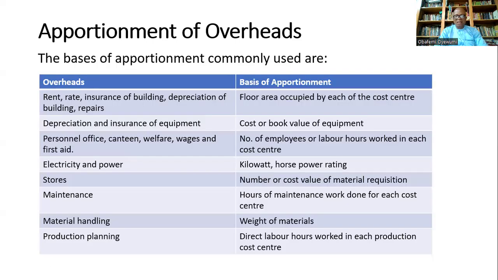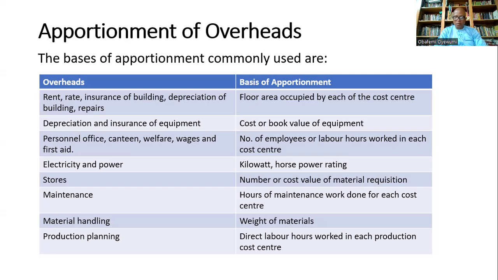There are some basic bases of apportionment that have been used over time, and some of them are listed here. We have the different overheads on the left side, and the basis of apportionment on the right side. We have rent, rates, insurance, anything that has to do with the building. Of course, you use the floor area, that is, the square meters used by each cost center. That's the base on which they will share the cost.